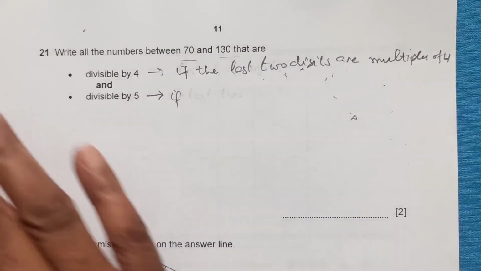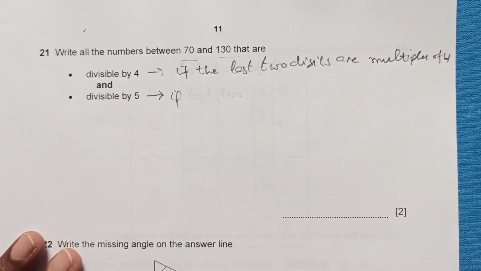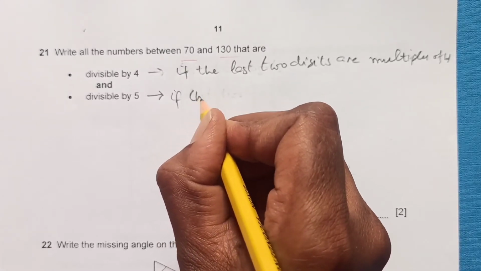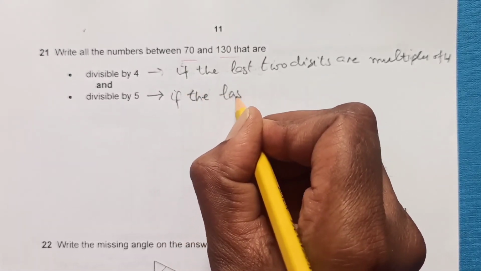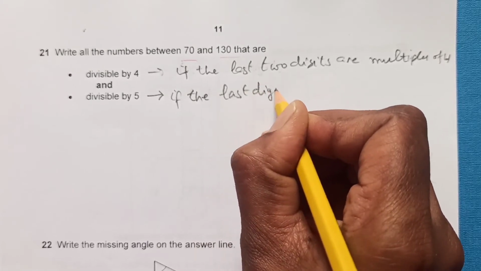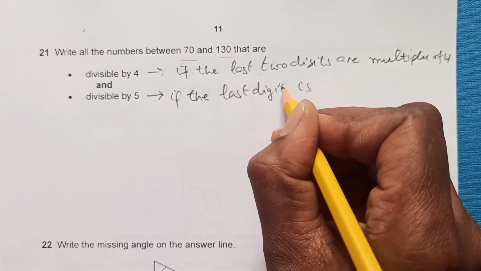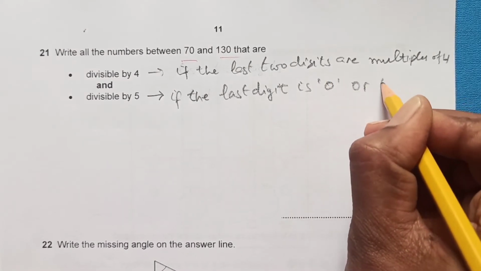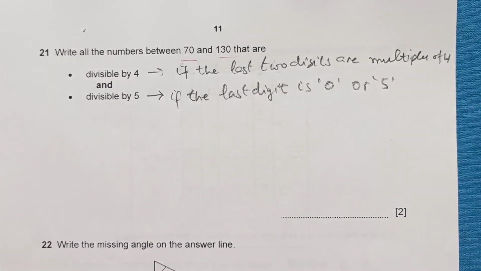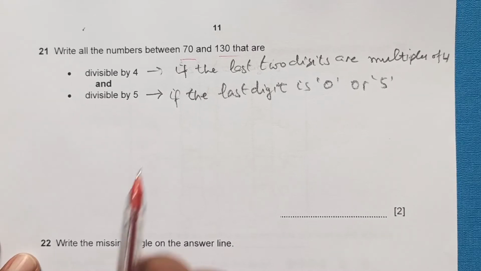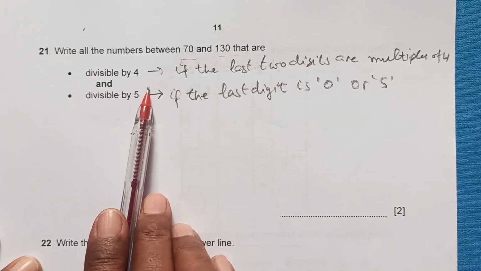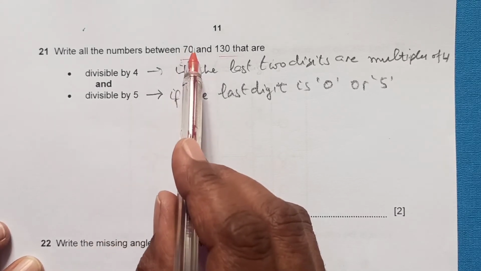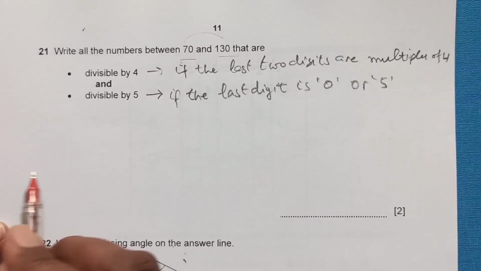Wait, let me write it down properly. If the last digit is 0 or 5, right? You know that. So it will be hard for us to get multiples of 4 first. We can just write down multiples of 5, that will be easier, between 70 and 130.